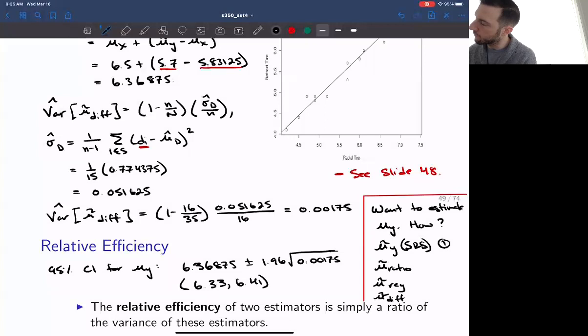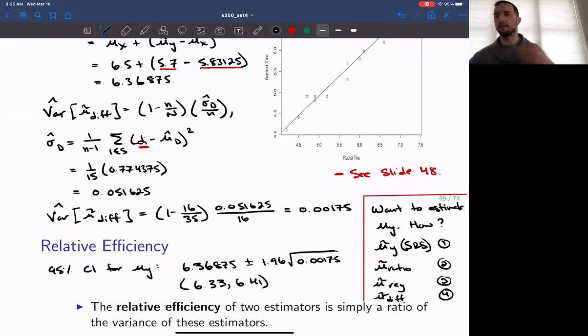So we now have four different approaches based off of a simple random sample to estimate the same quantity. Yeah, exactly, what you wrote there is exactly correct. Mu diff gives us an estimate of mu y, where y is just a placeholder to say variable of interest. That's basically the same as saying we want to estimate the mean of the variable that we are interested in, and we're just using y to represent it.